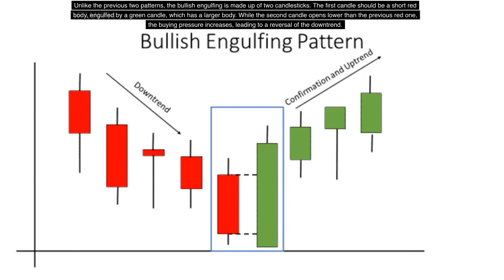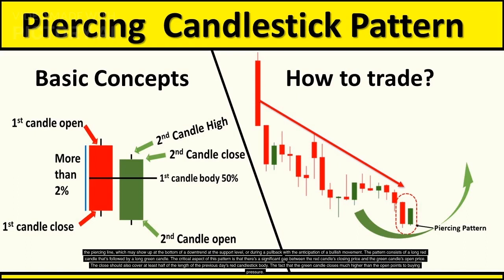The piercing line may show up at the bottom of a downtrend at the support level, or during a pullback with the anticipation of a bullish movement. The pattern consists of a long red candle that's followed by a long green candle. The critical aspect of this pattern is that there's a significant gap between the red candle's closing price and the green candle's open price. The close should also cover at least half of the length of the previous day's red candlestick body. The fact that the green candle closes much higher than the open points to buying pressure.